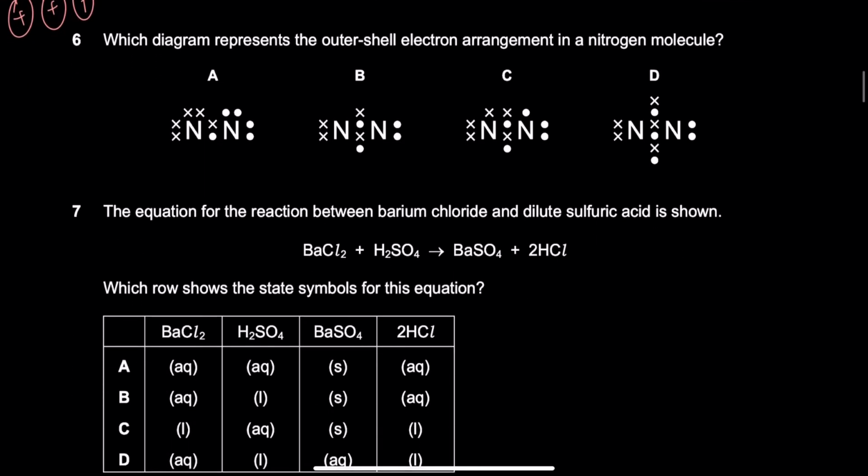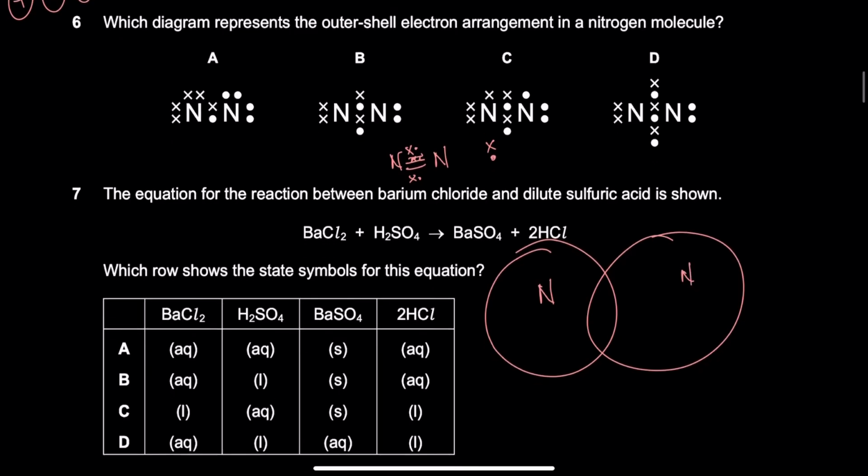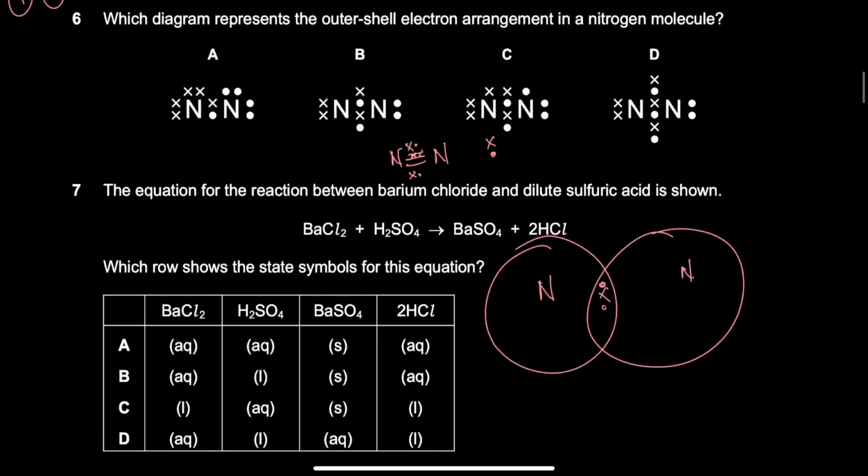Which diagram represents the outer shell electron arrangement of a nitrogen molecule? So nitrogen is in group 5, therefore it needs 3 electrons to become stable, therefore it makes 3 bonds with the other nitrogen, right? And one bond literally means a pair of electrons being shared. So if I were to draw this nitrogen, there are literally 3 pairs of electrons shared. So 1, 2, 3, right?